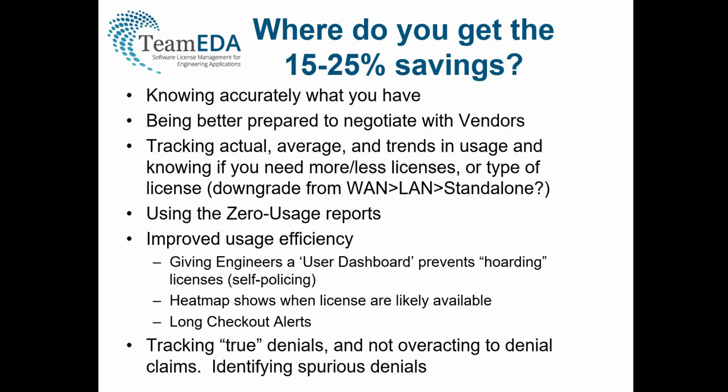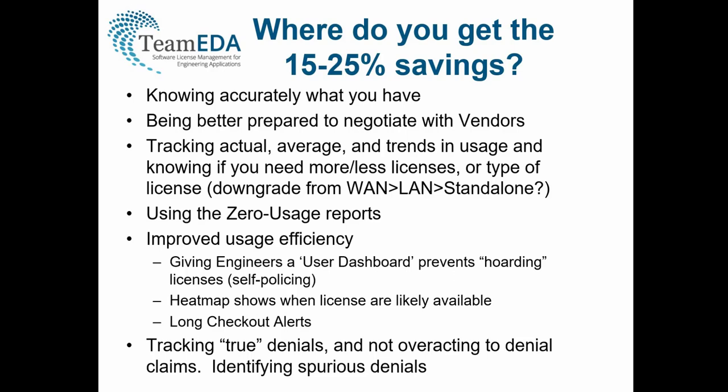So how do you find those 20% savings? Well, it's everything we've looked at in this demonstration: all the different reports, that holistic view of all the different charts, graphs, and the software asset management tools that we've discussed. To accurately know what you have and where it's being used gives you better preparation to negotiate with your vendors. You're tracking the actual usage, the averages, the trends. We're looking at important reports such as zero usage, just for you to really understand what's not being used and what could potentially be traded in.